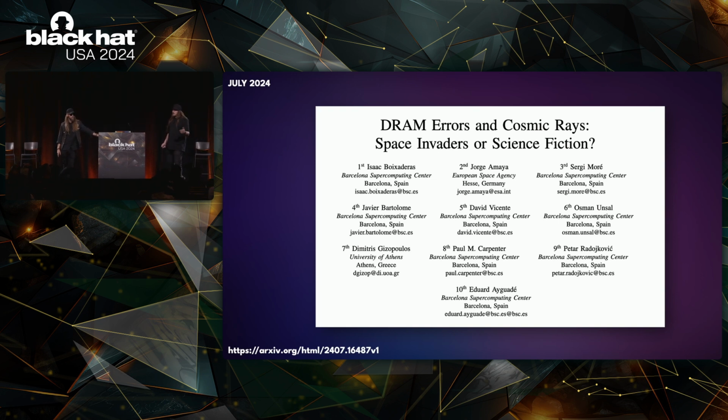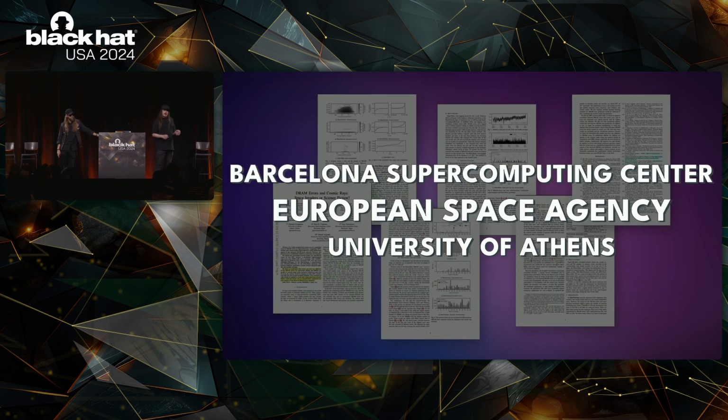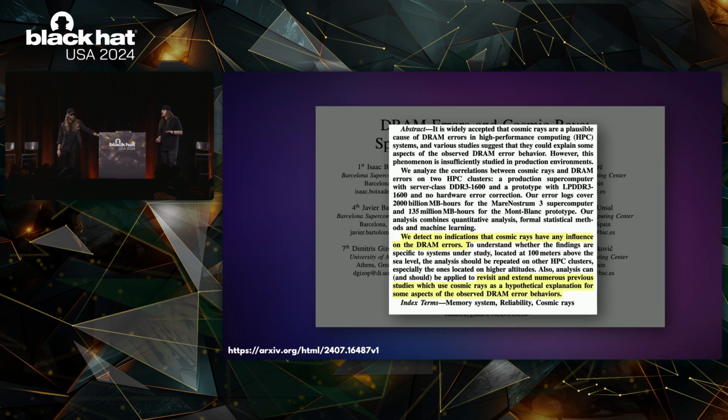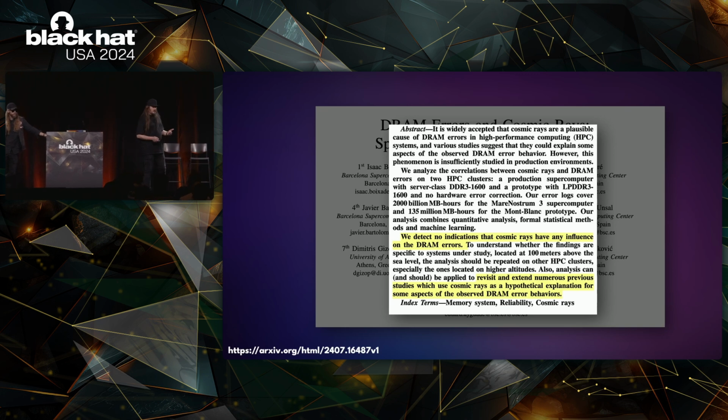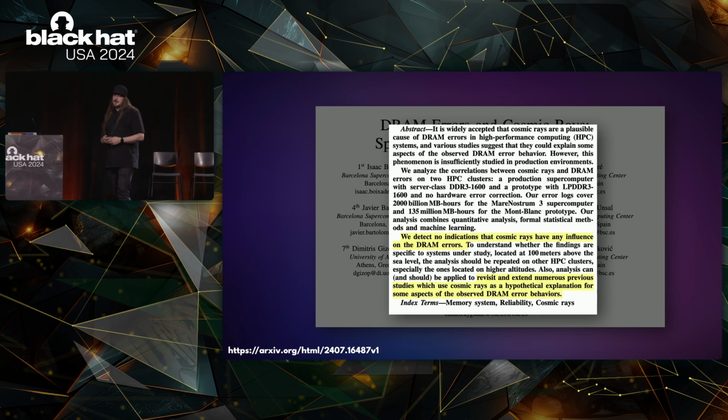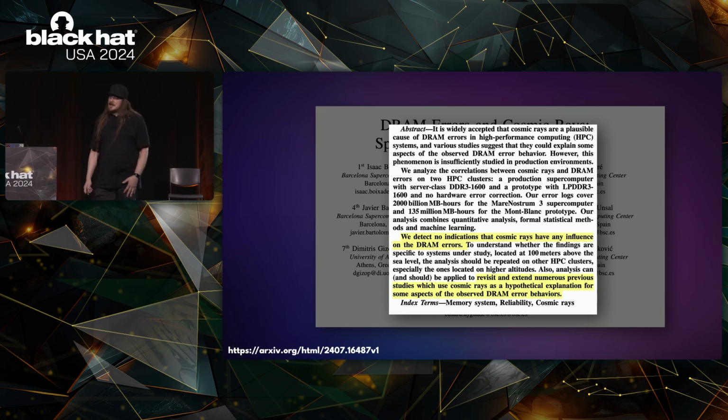It inspects the correlation between DRAM errors and cosmic rays. And they actually have a huge data set there. The research was done by researchers from Barcelona Supercomputing Center, European Space Agency, and University of Athens. And they found no correlation, just like we did in our data. In fact, they're advising people to revisit their previous research to readjust or look at the hypothesis that they had. Yeah, so it's revisiting prior work.